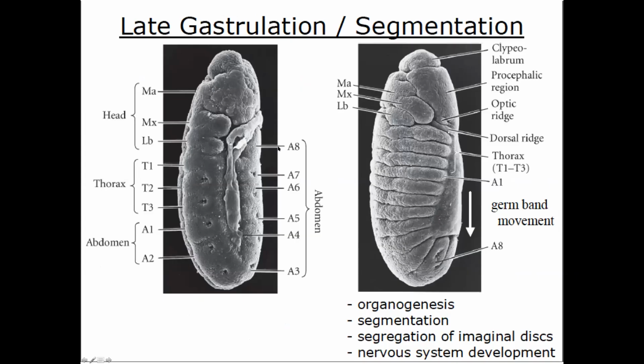Now, following this, once the segmentation has happened, in late events of gastrulation, this germ band is going to move backwards. So it's like stretching a rubber band all the way to curve up onto the top and then releasing it. As it releases, it goes back. So now the segmentation is complete, the structures have formed, and it's getting closer to something which will look like a first instar larva.